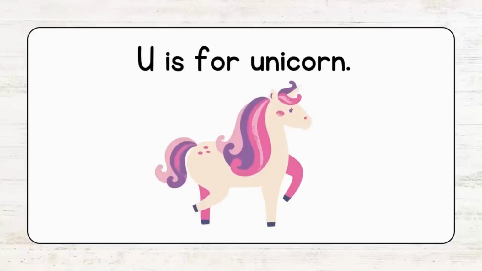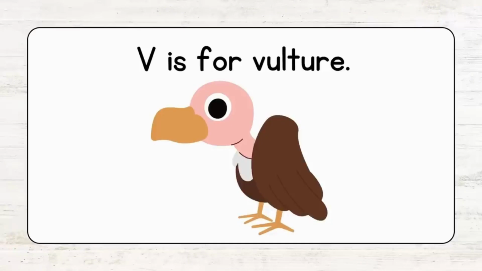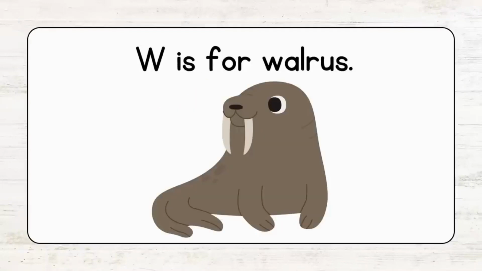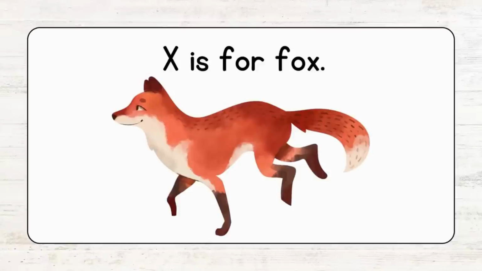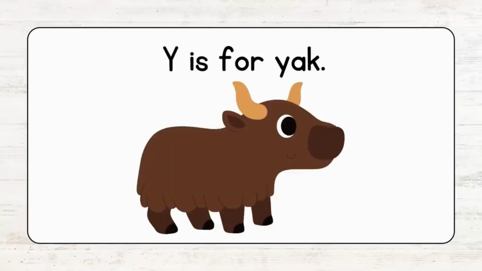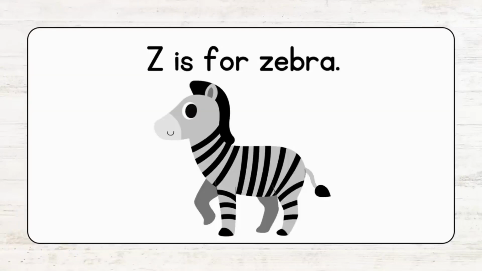Can you say U? V is for vulture. Can you say V? W is for walrus. Can you say W? X is for fox. Can you say X? Y is for yak. Can you say Y? Z is for zebra. Can you say Z?